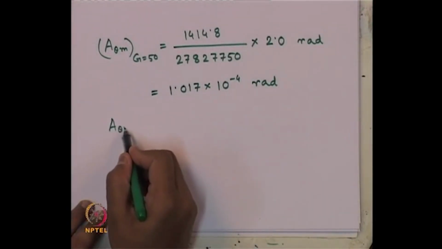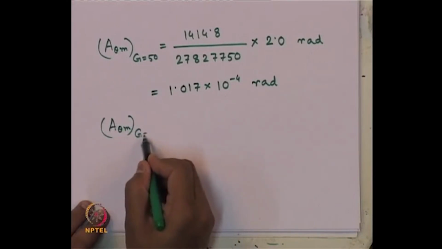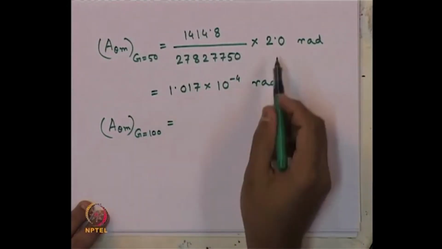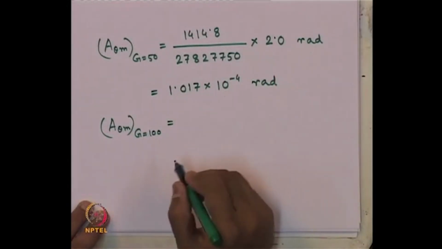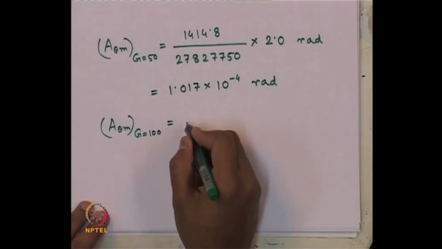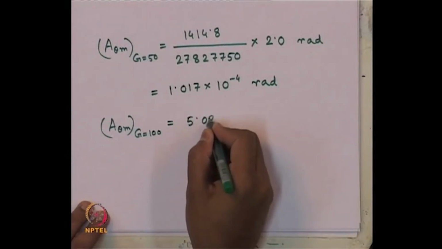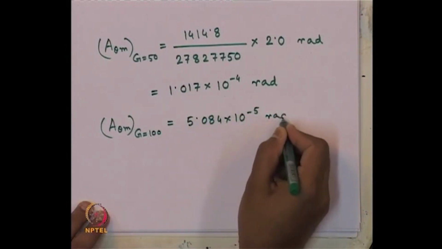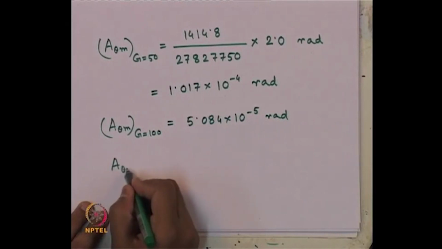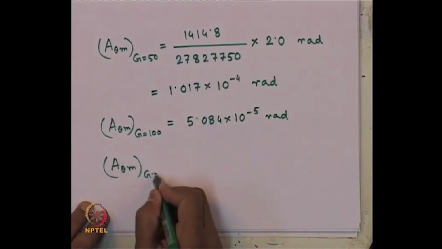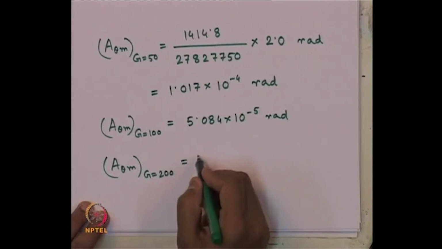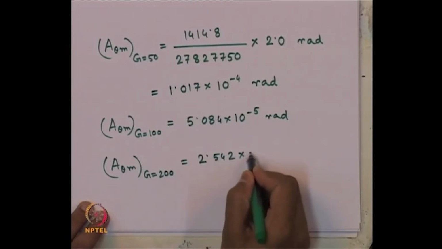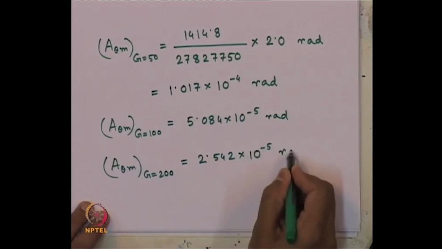And a theta m with G equals 100, the corresponding G value has to be placed. M theta m we read same for all the cases. So it will be 5.084 into 10 to the power minus 5 radian, and a theta m with G equals 200 comes out to be 2.542 into 10 to the power minus 5 radian.